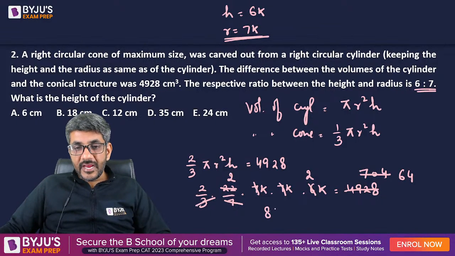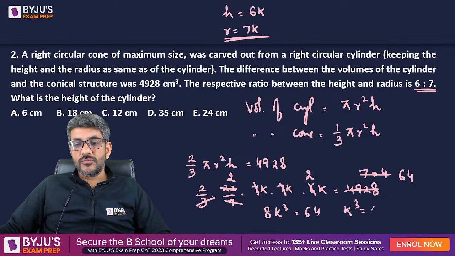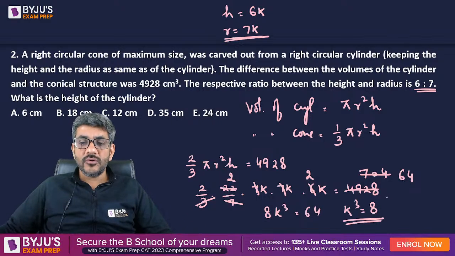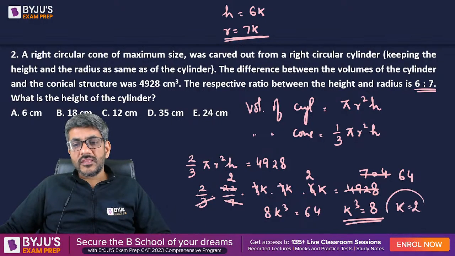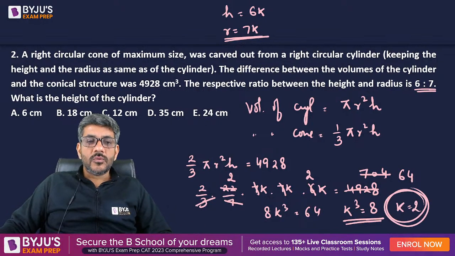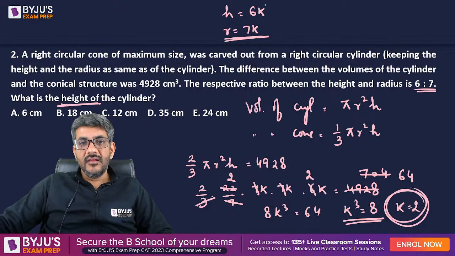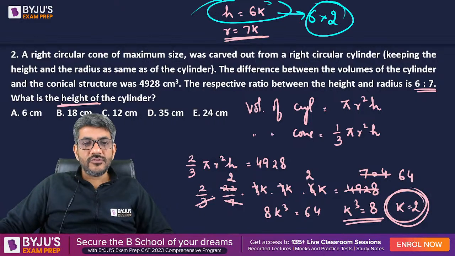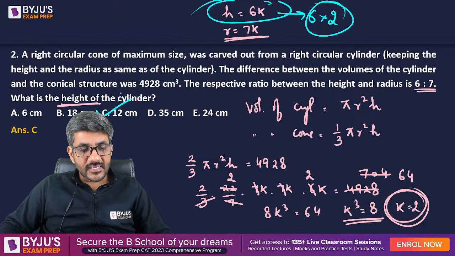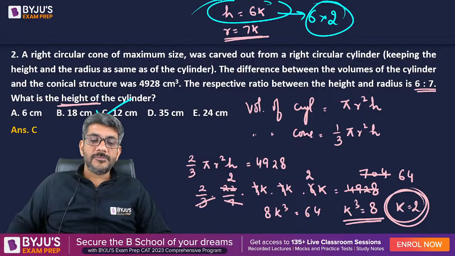So I have 8k cube is equal to 64, or k cube is equal to 8. So k is equal to 2. And once we have got the value of k is equal to 2, question is what is the height of the cylinder? Height of the cylinder is 6k. So 6 into 2, 12 should be the right answer for this question. Yes, answer is option C.